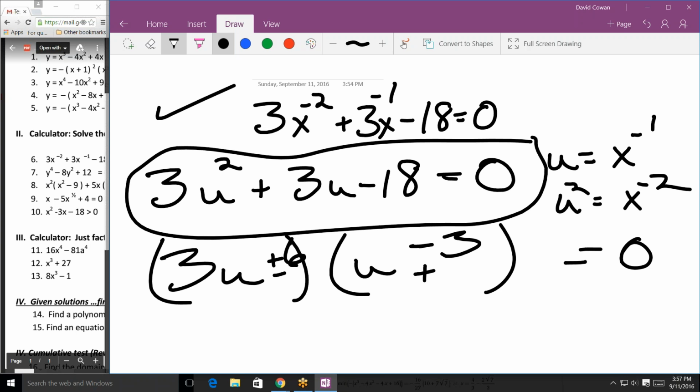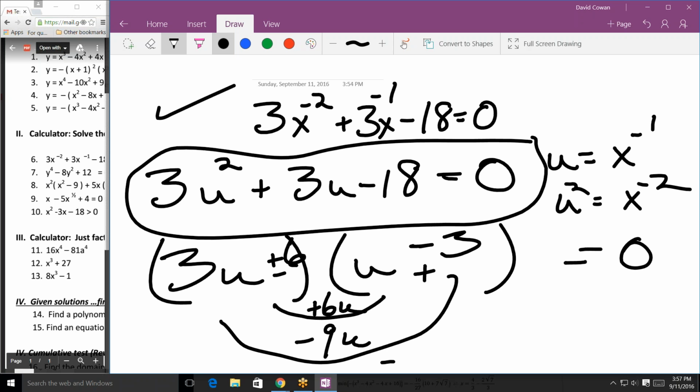Now, does that produce the correct middle term? Yes. Actually, no. In other words, if I multiply the insides, I get plus 6u. Multiply the outsides, I get minus 9u. That gives me a minus 3u. Well, what does that tell me? I got the right number, but the wrong sign.